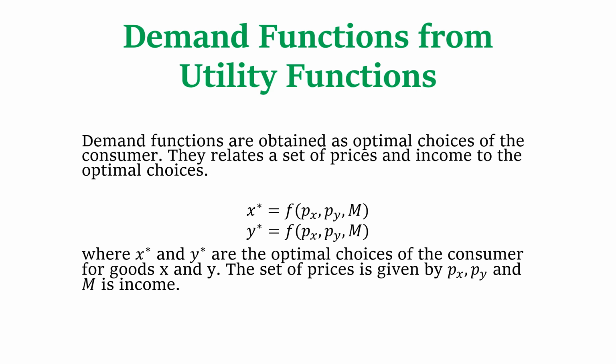So as a matter of fact here, we are going to obtain optimal values of X star and Y star, assuming that the consumer consumes only two goods, X and Y. And then the resulting demand function is given as what? X star equals f of px, py, m. And then Y star is f of px, py, and m. Notice that here, the quantities demanded are just functions of the two prices and income, right?